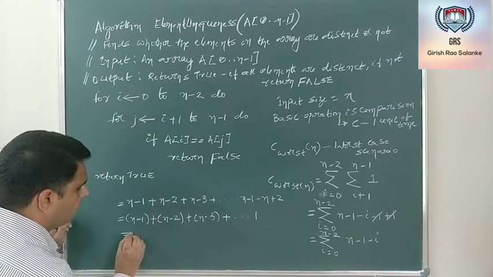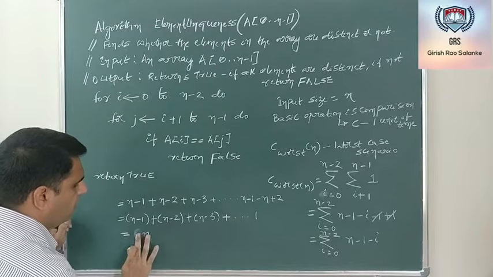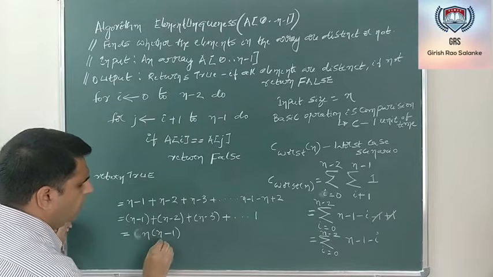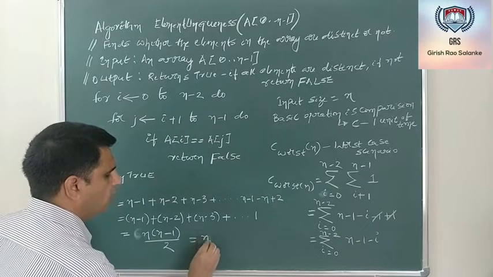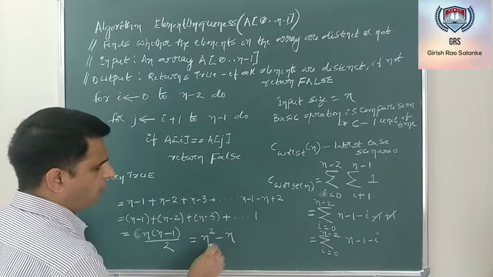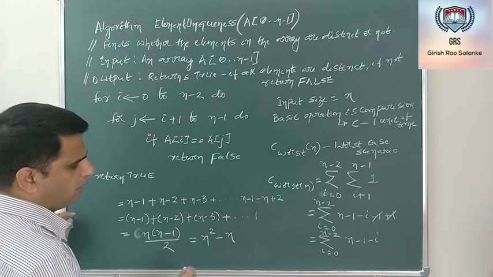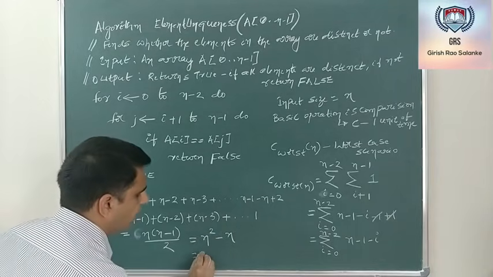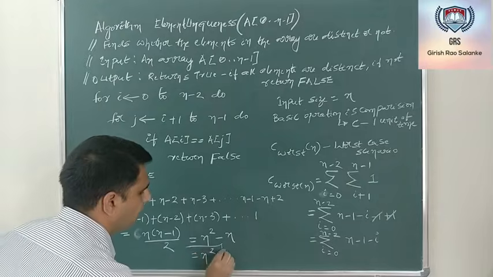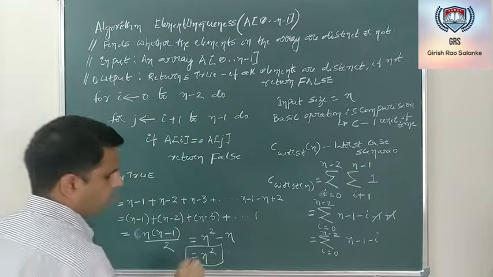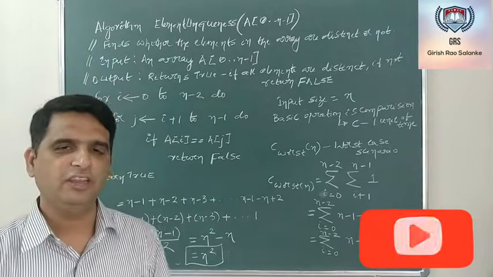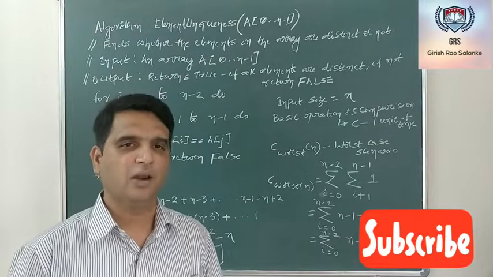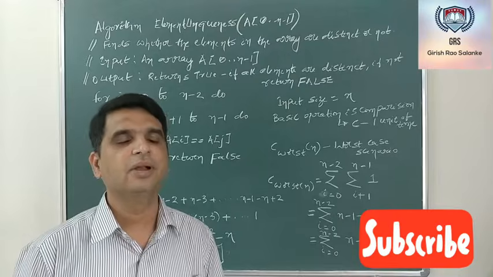Now what is this value? This value is nothing but n into n minus 1 by 2. So if I take out half as constant, I will be left with n square minus n. Out of n square and n, n square is asymptotically bigger when compared to n. Hence, the time complexity is n square. Hope this is clear? This is how we find the time complexity of a non-recursive algorithm. Thank you.